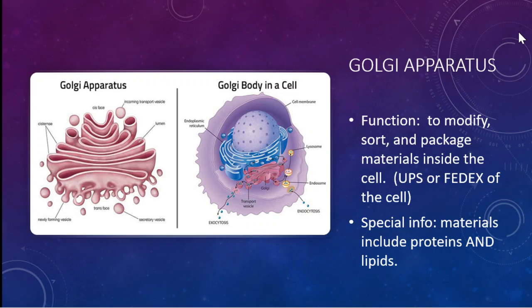Golgi apparatus. The function of a Golgi apparatus is to modify, sort, and package materials inside the cell. It's kind of like the UPS or FedEx of the cell. Special information is that materials include proteins and lipids. And the Golgi body is definitely in plants and animals.